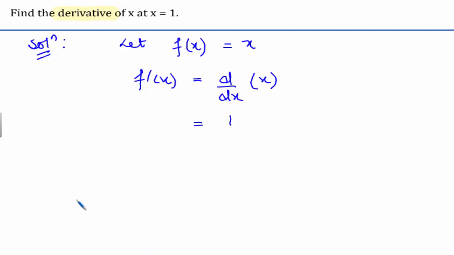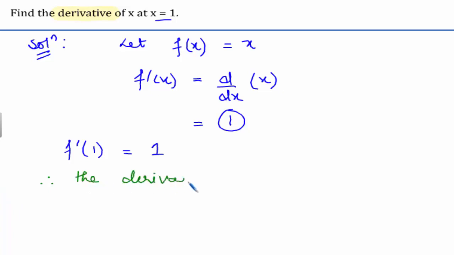Therefore, f dash 1, since we have to find the derivative at x is equal to 1, is equal to 1. Here, since 1 is independent of x, therefore f dash 1 is also equal to 1. So this was quite a simple problem. Therefore, we can say that the derivative of x at x is equal to 1 is 1. This completes the solution.